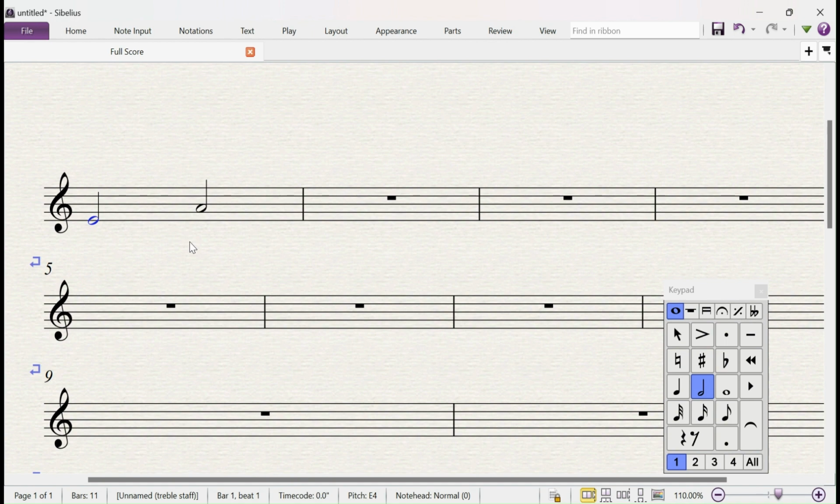But how do I know what type of fourth it is? I check to see if in the scale of E major, there's an A. E major has 4 sharps: F sharp, C sharp, G sharp, and D sharp. There's no A sharp, which means A is in the key of E. So this is not just a fourth, but a perfect fourth.